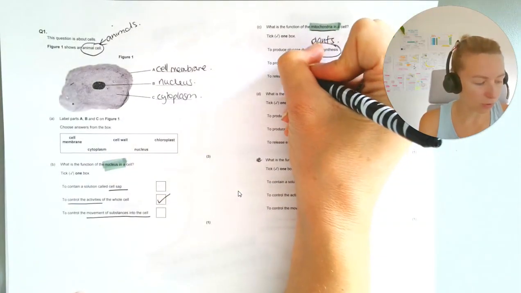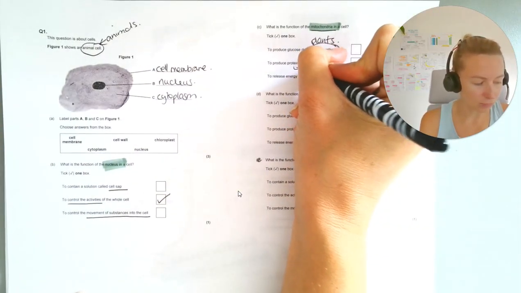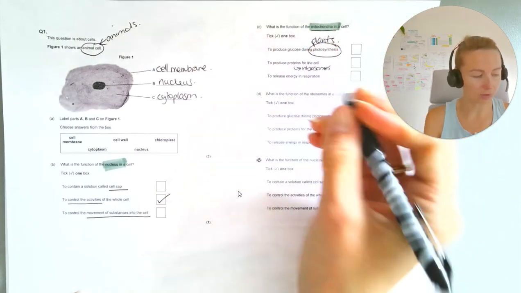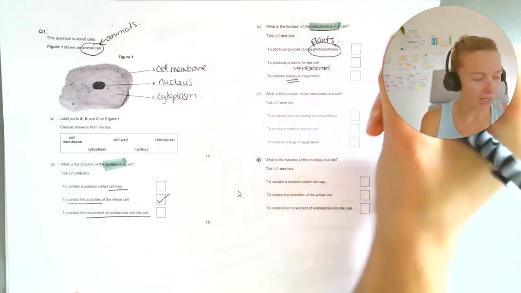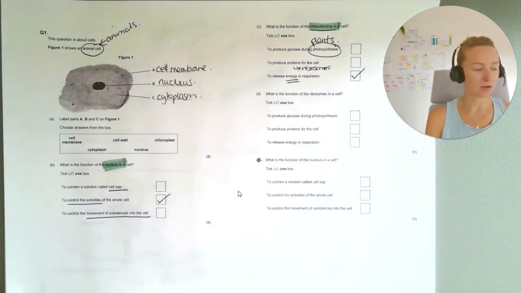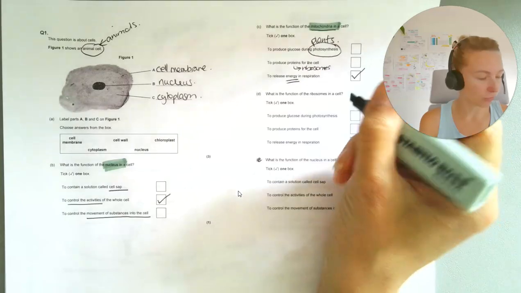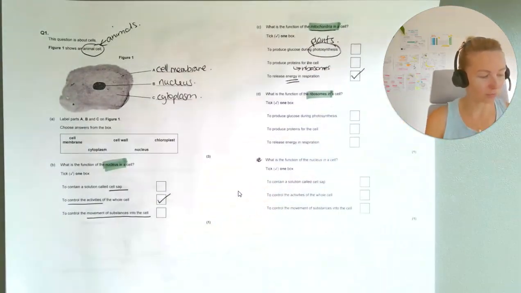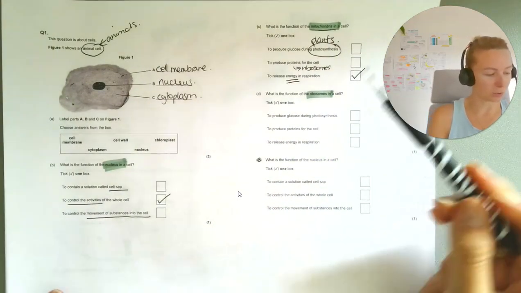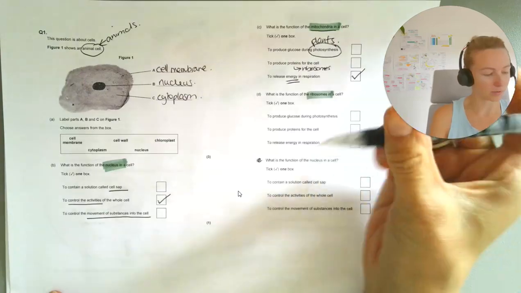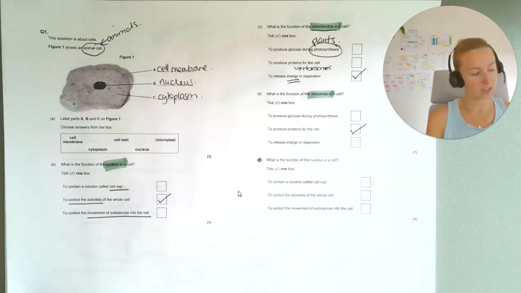Proteins, we know that proteins are synthesized at the ribosomes. So releasing energy. Perfect. Oh, and now look here. What is the function of ribosomes? So we're looking for the protein one. And we've actually got the same answer copied over. So we're going to go proteins.